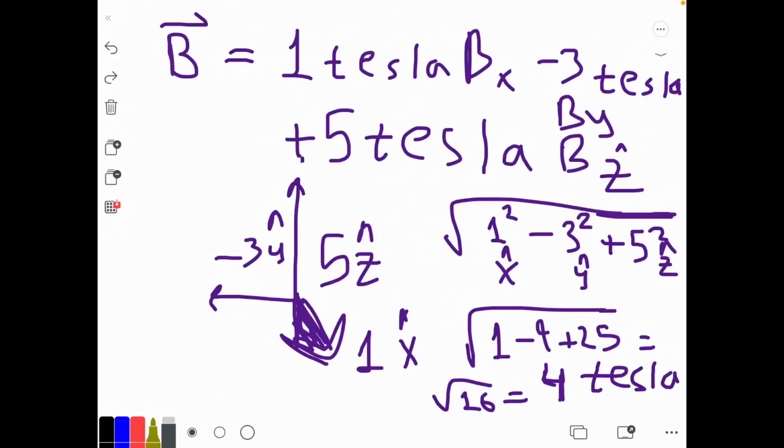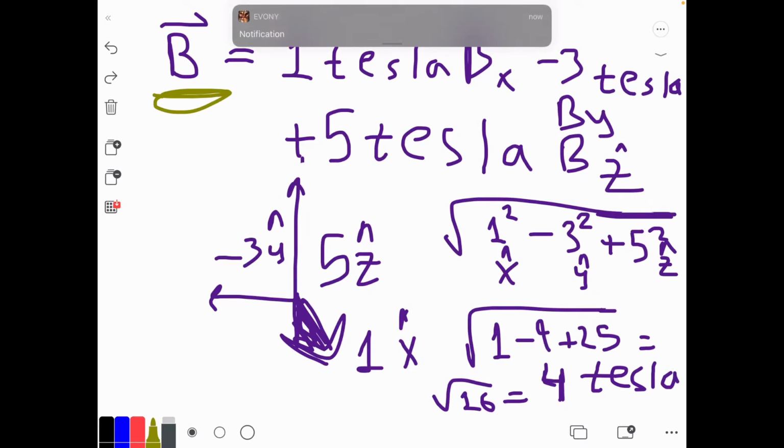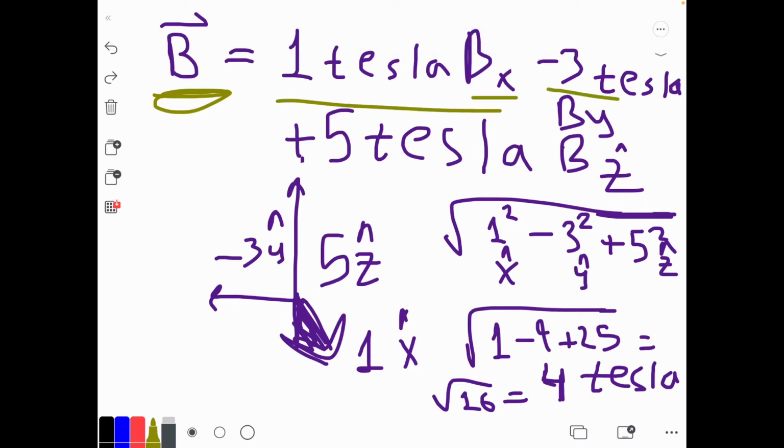Everyone, today we have a vector B, and they say that vector B is a magnetic field. The components are: the x component is 1 Tesla x hat, -3 Tesla in the y component, y hat, and at the end we also have +5 Tesla of z hat.